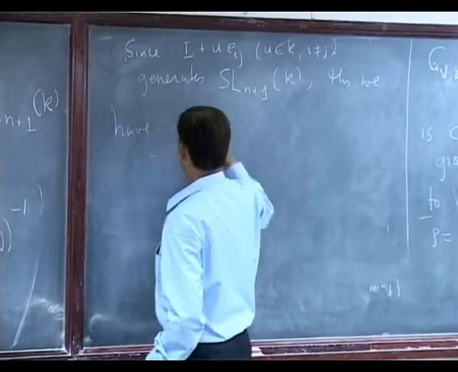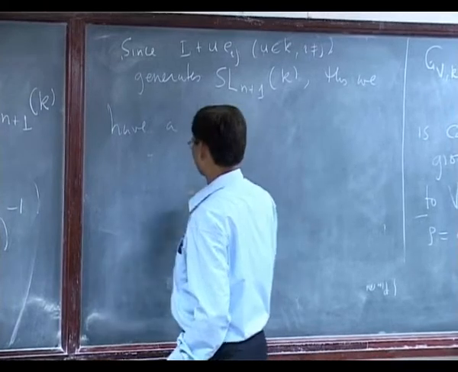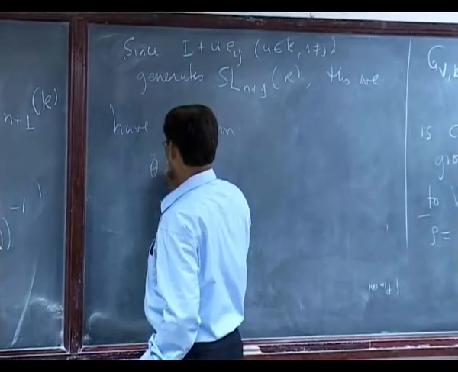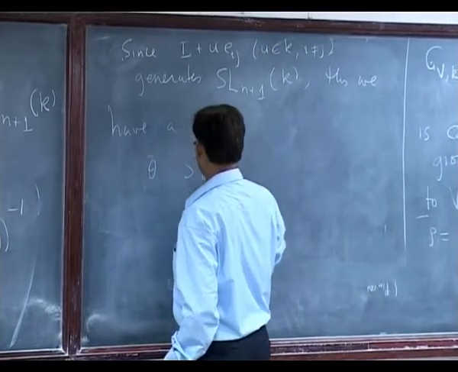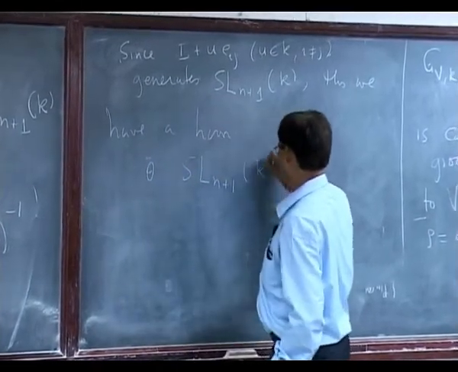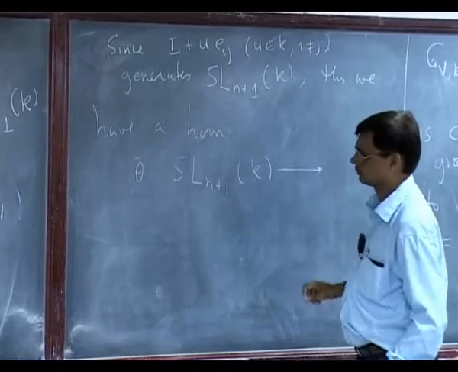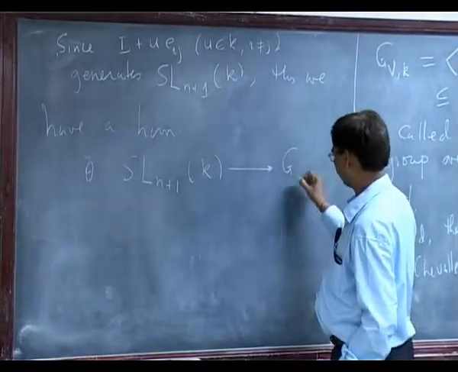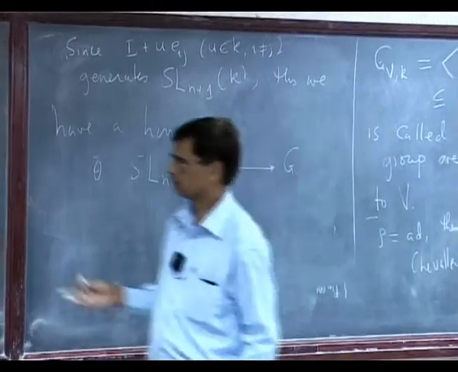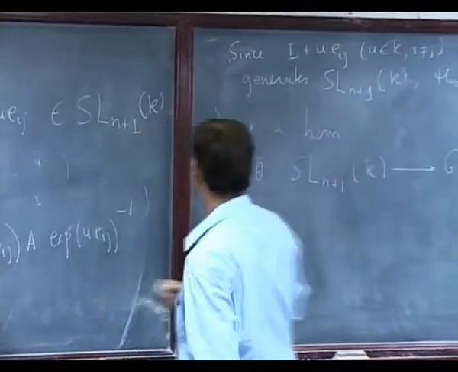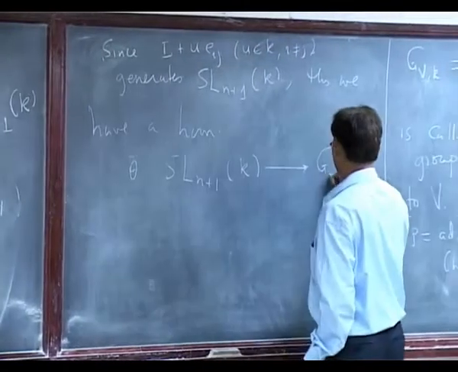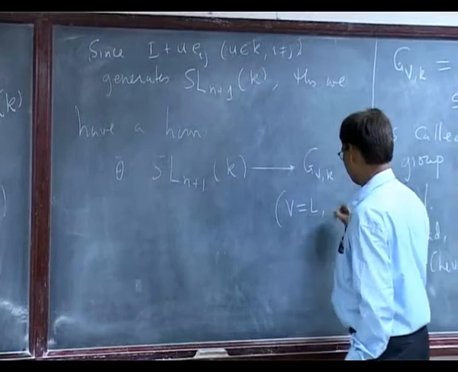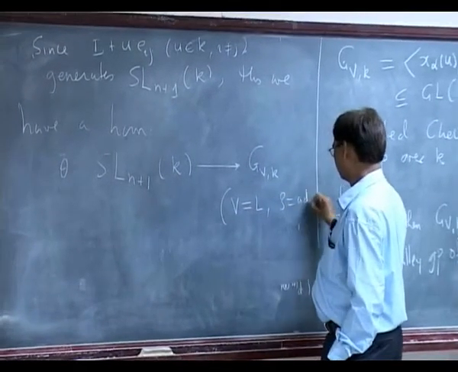a homomorphism, say theta, from SL n plus 1 K to the Chevalley group, which is G V K. What is V? V is L, and rho is our adjoint representation.